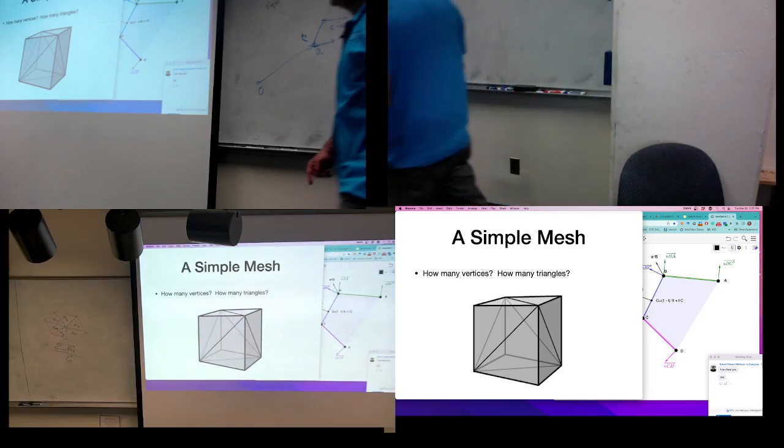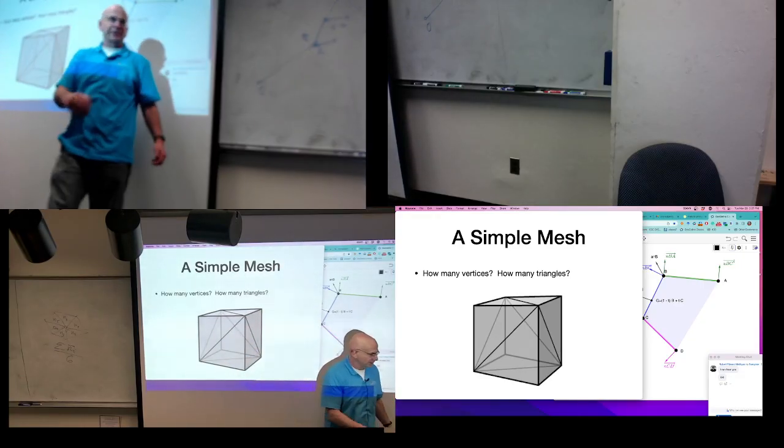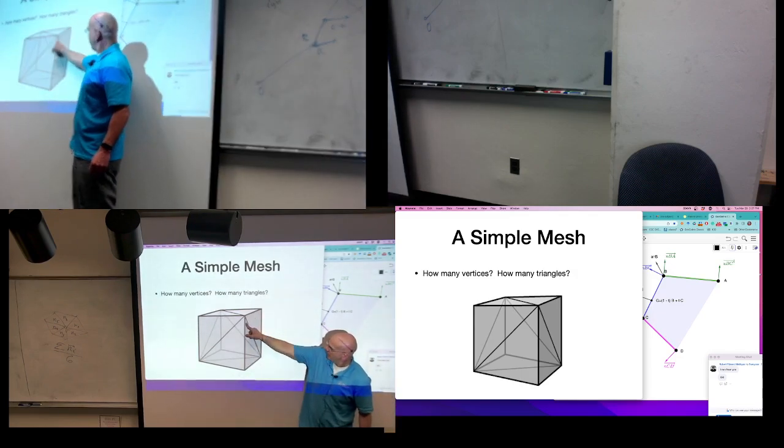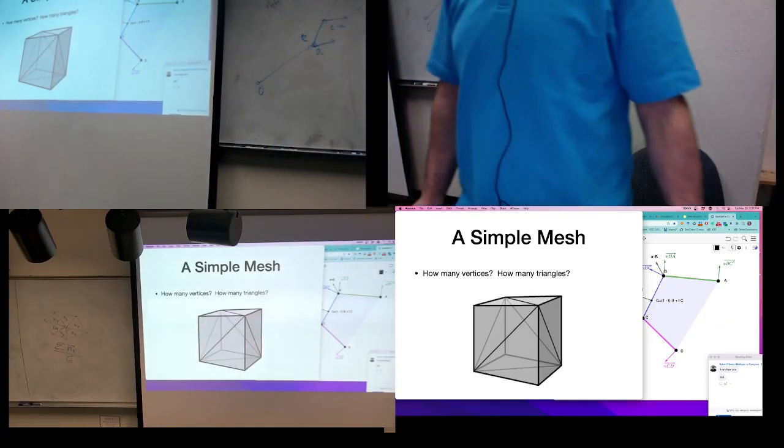We'll get to it. Here is a simple mesh, a bunch of triangles that will create a cube. Vertex, vertex, edge, triangles, and so on. And I need to tell you about all of them. Is this a planar object?